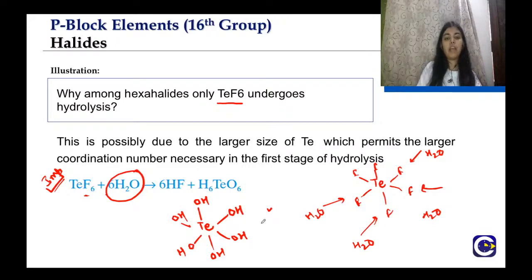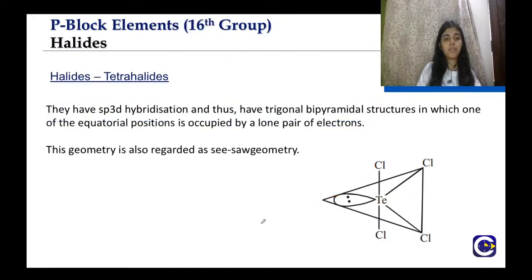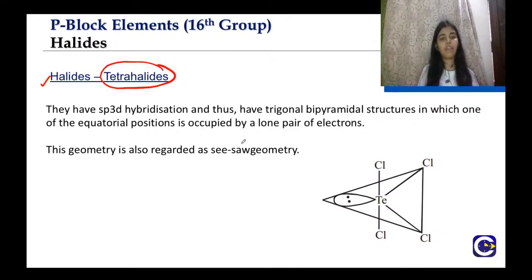Okay. Moving on next, tetrahalides we will be talking about, right? We have seen that hexahalides have an octahedral structure. Now tetrahalides, if you see here, let us take a general element M, which is of the 16th group. How many electrons are present in the outermost shell? That is 6 electrons. 1, 2, 3, 4, 5, 6.